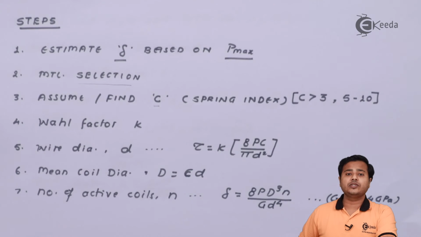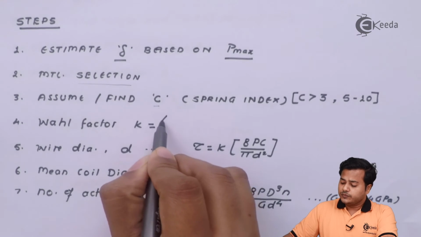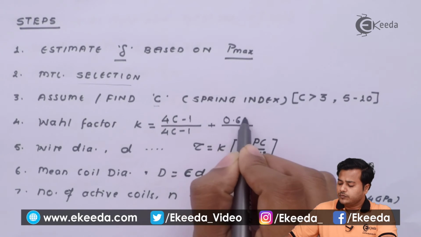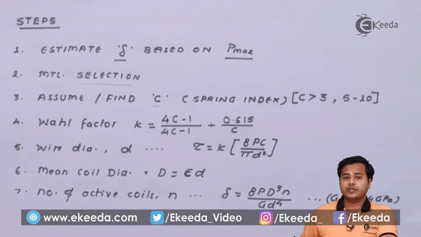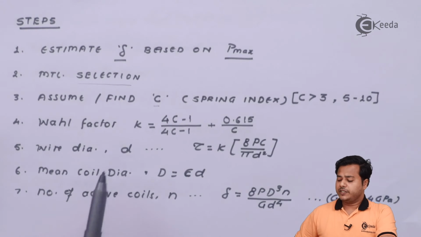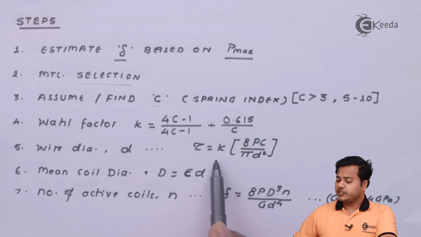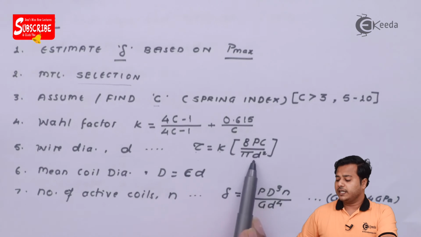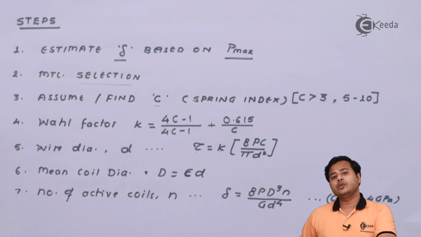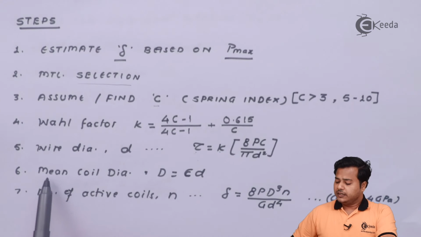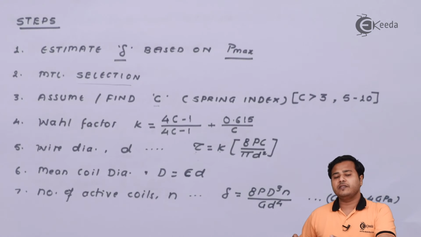The next is the determination of Wahl's factor. Wahl's factor K is already given in the formula, and using this formula we have to determine the Wahl's factor. The next thing is to find out the wire diameter, which is small d. We already know this empirical relation. Once we know the safe value, Wahl's factor and all other indices, we can definitely find out the wire diameter. This is going to be the safe diameter because we have already considered the safe value of the shear strength. Then comes the determination of different specifications of a spring.